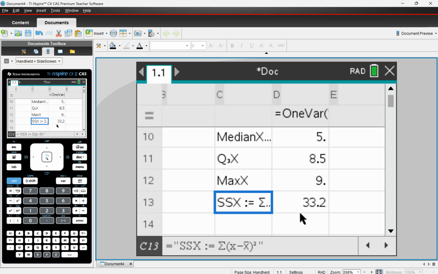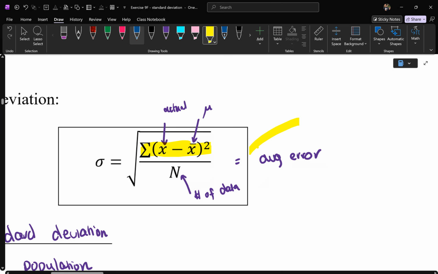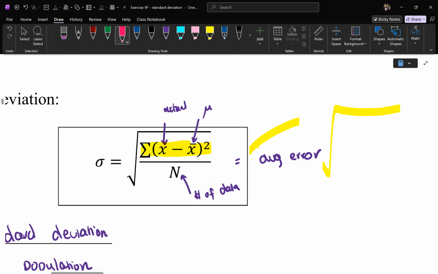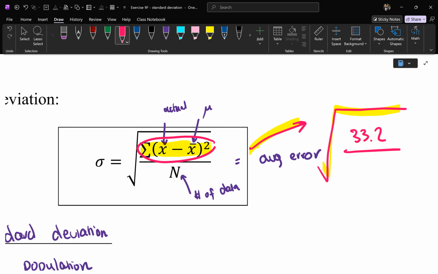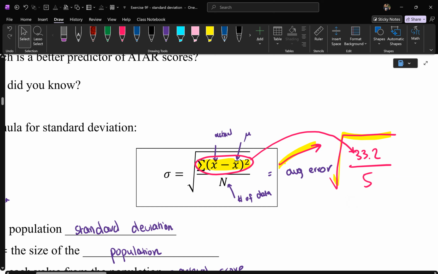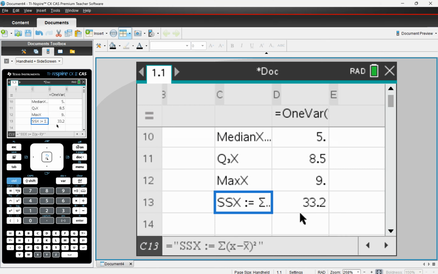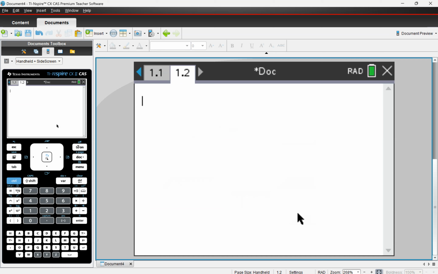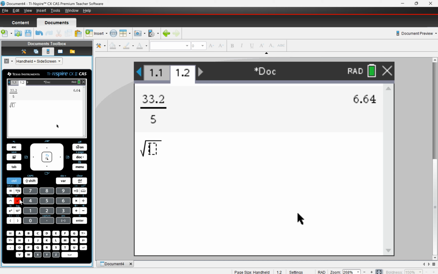33.2 is your, so if you take it out and work it out, this is meant to be square root. So let me do that again. Square root of 33.2 is this number. That's 33.2. Divided by n, what's my number of data? I had 2, 4, 5, 8, and 9, so that's 5 pieces of data. So if I actually type that in a calculator, let's do it. So here we go, out on a calculator. I'm going to do 33.2 divided by 5. Gives me this, and then I square root that answer. That's where the standard deviation comes from.